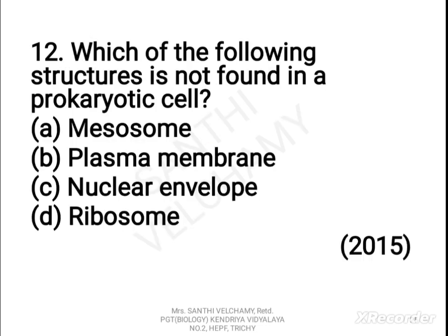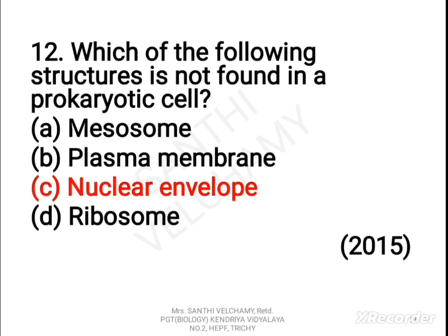Next question. So, which of the following structures is not found in a prokaryotic cell? A. Mesosome. B. Plasma membrane. C. Nuclear envelope. D. Ribosome. The correct answer is C.